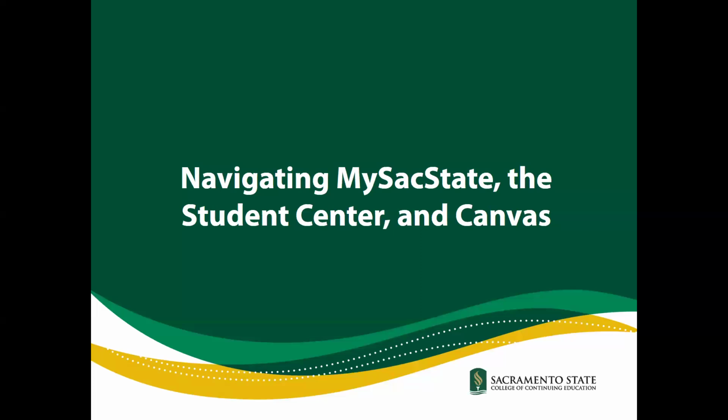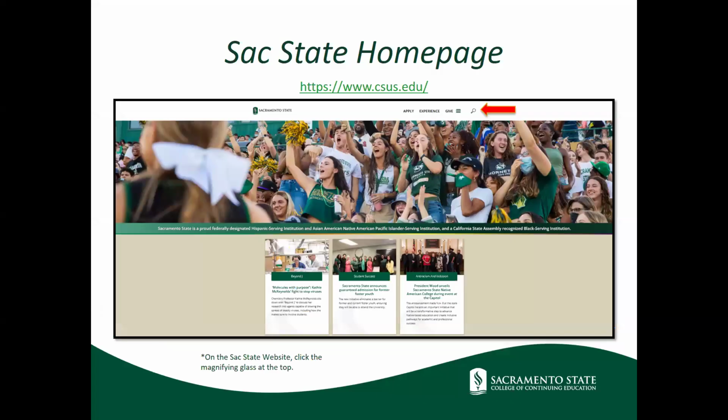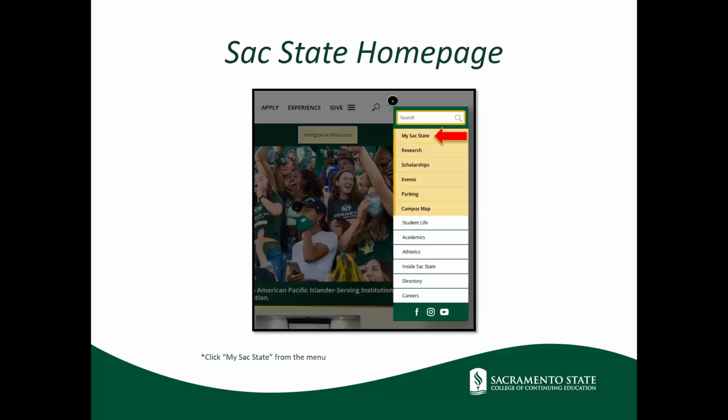Navigating MySacState, the Student Center, and Canvas. To log into your MySacState account, you will start here on the Sac State homepage. On the homepage, click the magnifying glass at the top. You will then see the following drop-down menu. You will then select MySacState.